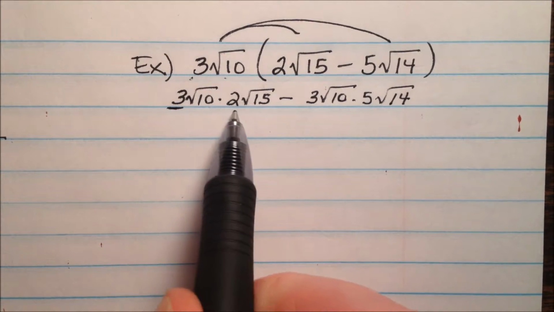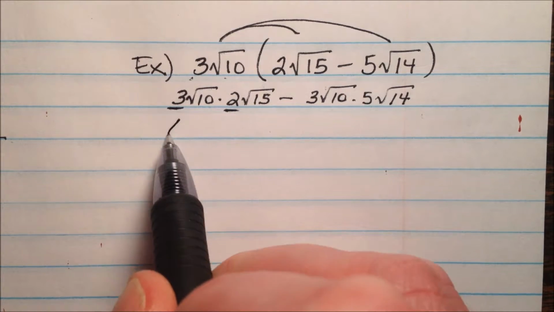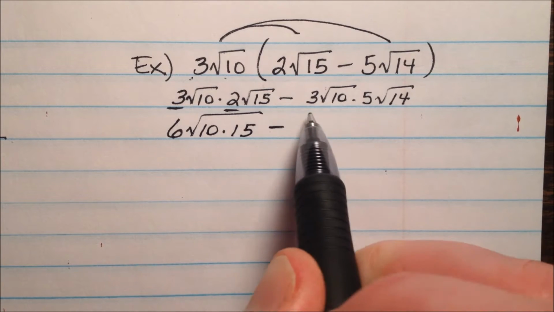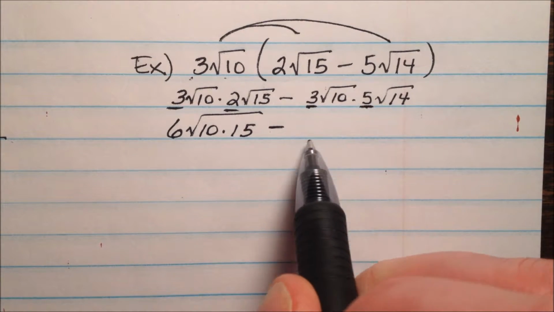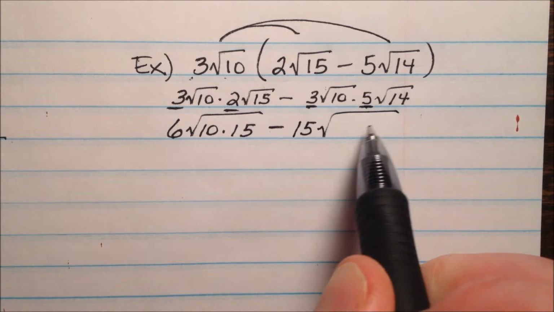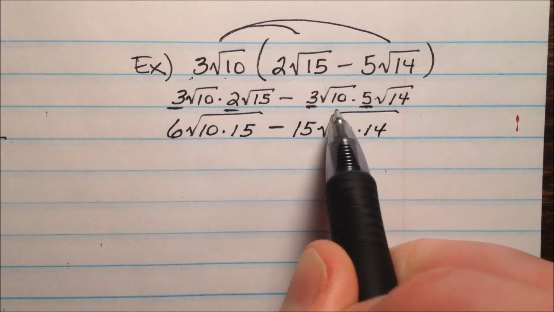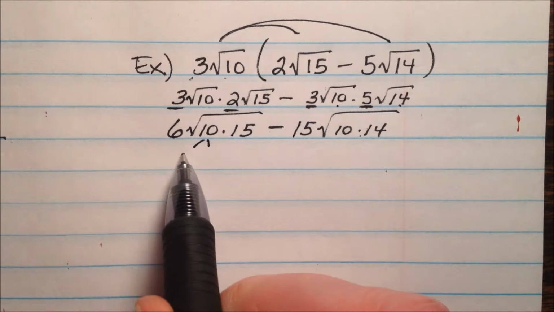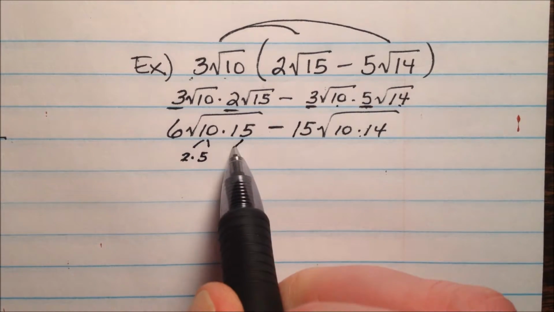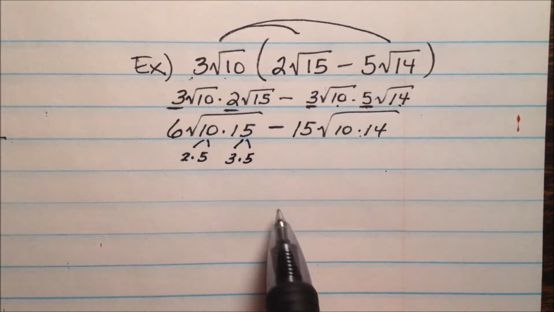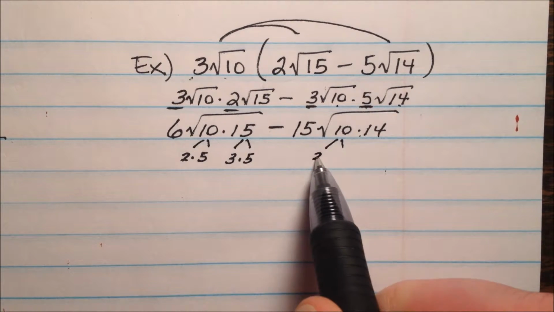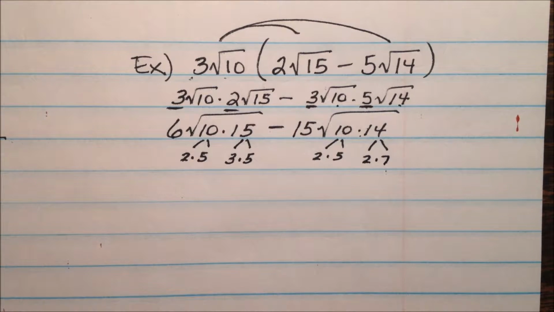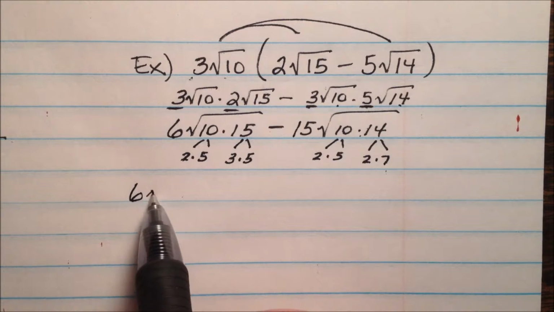Okay, so in both cases we're going to multiply the coefficients out front and get 6 times the square root of 10 times 15 minus, and then the coefficients, 3 times 5 will be 15 times the square root of 10 times 14 when we multiply both of these together. So this 10 right here will be 2 times 5. The 15 will be 3 times 5. This 10 will be 2 times 5. And this 14 will be 2 times 7. So I can rewrite all of these radicals.